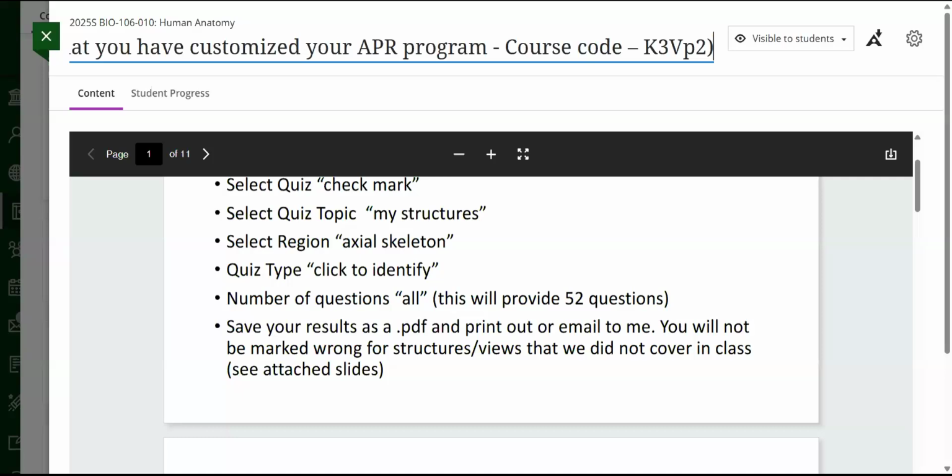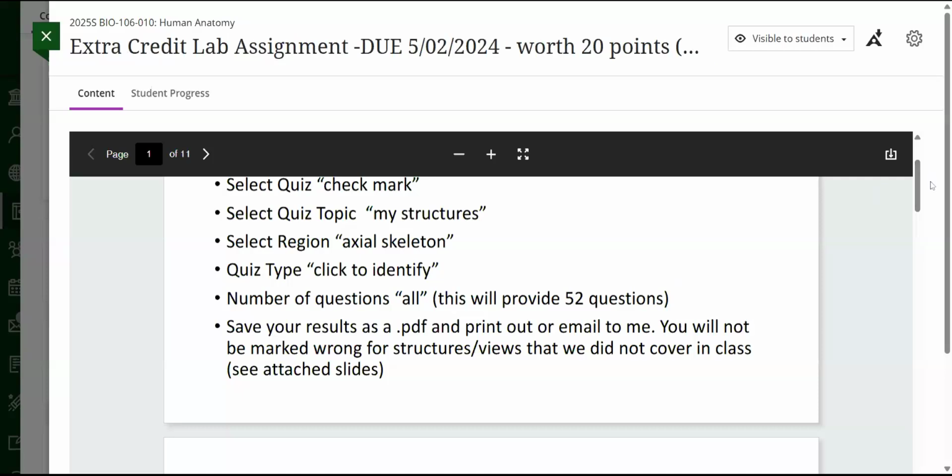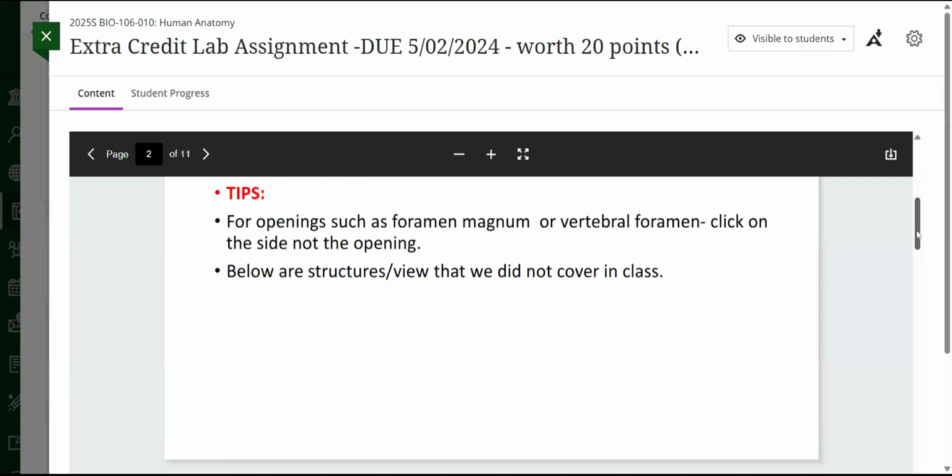When you get done with your quiz, you can save your results as a PDF. You can print it out and hand it to me. You can email it to me. You can also just take a screenshot of your final results. There are some structures we didn't really cover the exact view that's represented in this program. There's one or two we didn't study that structure at all. And so for some reason, if you get these structures incorrect, I will adjust your total to compensate for that fact. Okay, so these are kind of like freebies.